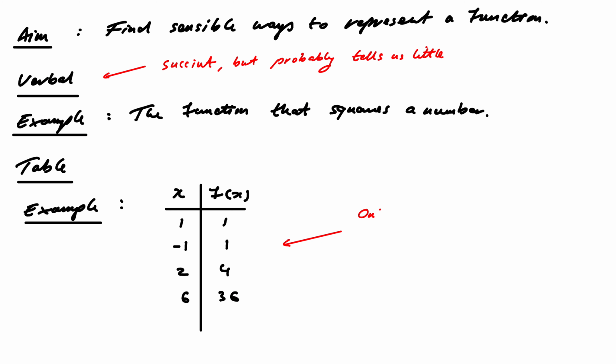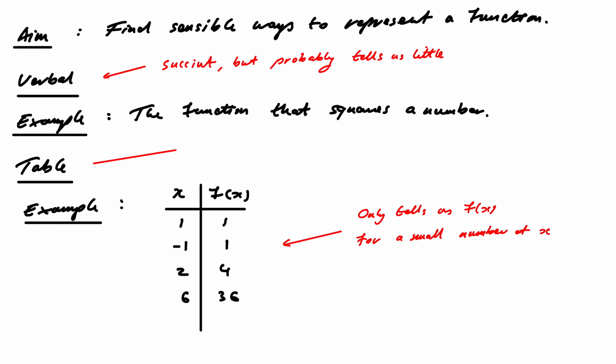It only tells us f of x for a small number of x, right? That's the problem with this approach. I mean, the table could be massive. It could be a million rows, but that's still not everything, right? Because the thing about this function squaring is the domain's all real numbers, because I can square anything, if we're using our usual convention of saying that the domain is as big as possible. So this is good, but it's going to be limited in what it can tell us.